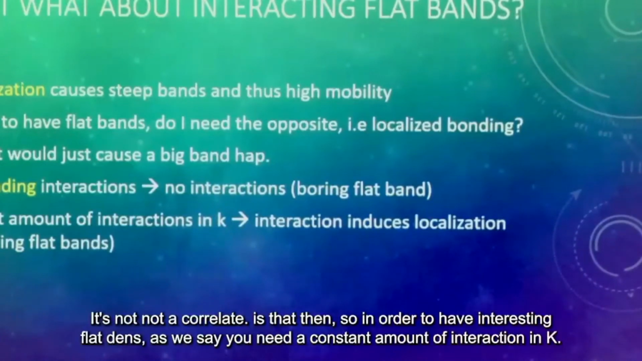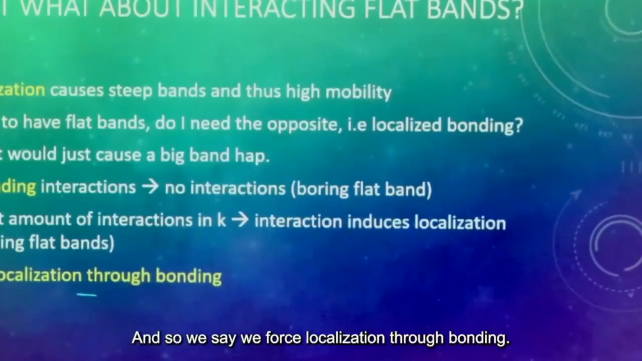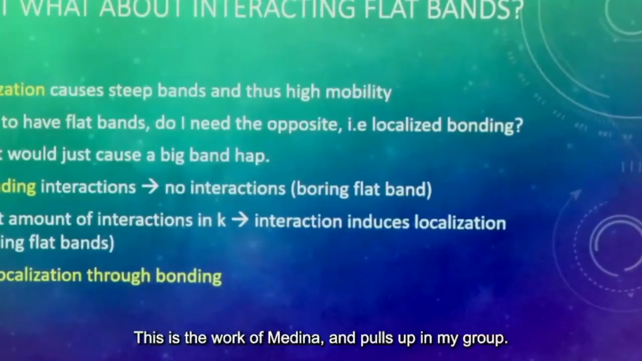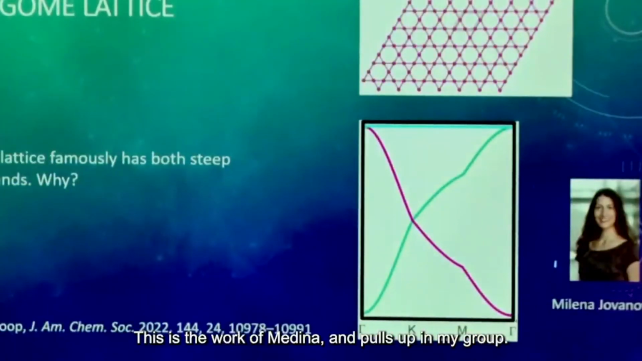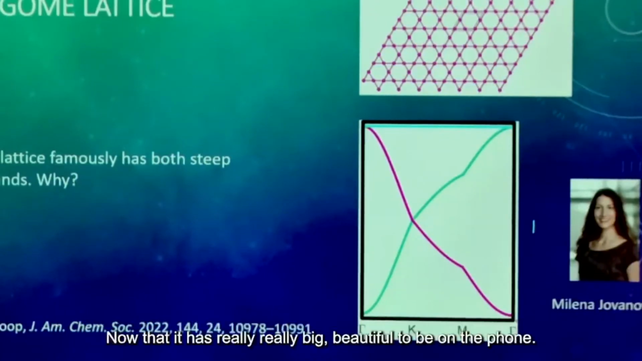So in order to have interesting flat bands, as we say, you need a constant amount of interactions in k, and so we say we need forced localization through bonding, if you want to put it in a chemical bonding context. And I'll show you on the next slide what I mean by this. This is the work of Milena, a postdoc in my group, and she looked into this kagome lattice. You might be familiar with the band structure of the kagome lattice on a tight binding level, that it has this really, really beautiful flat band, at least on a tight binding level.